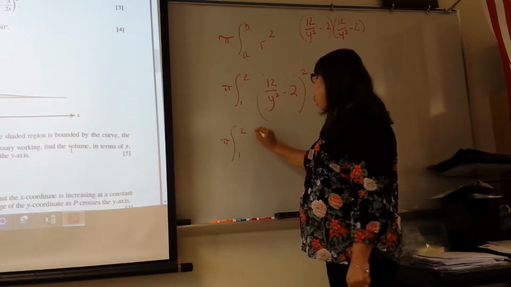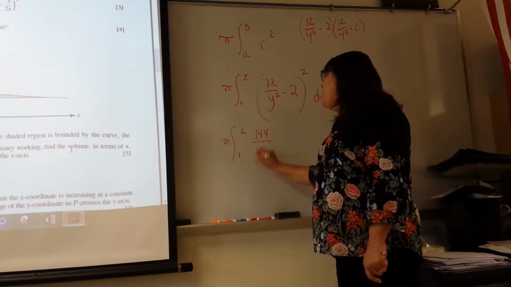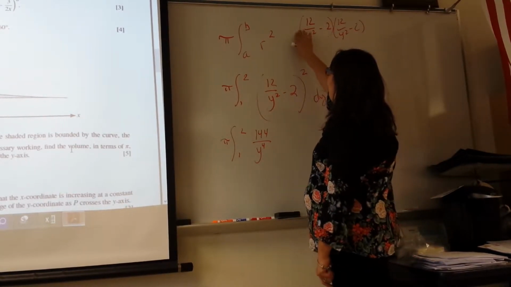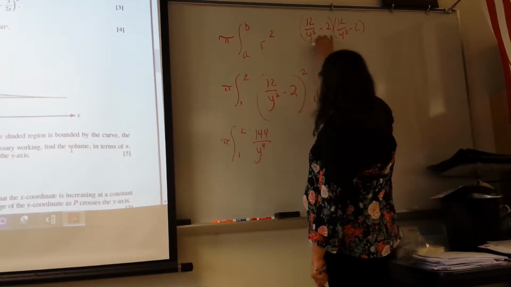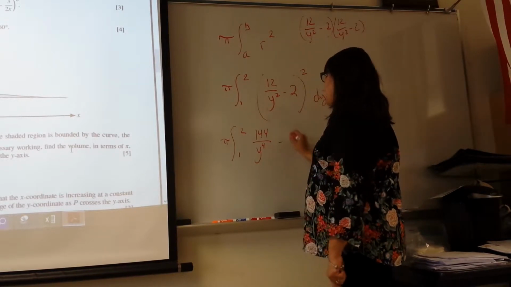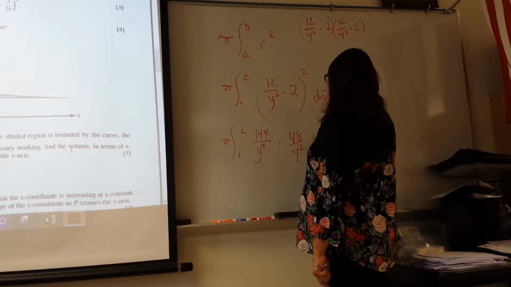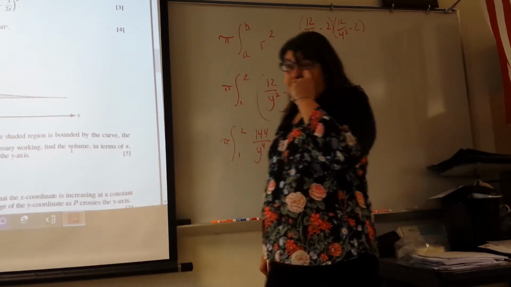So it's going to be 144 over y to the 4th, and then minus 24 over y squared, minus 24 over y squared, so minus 48 over y squared, plus 4. Right?